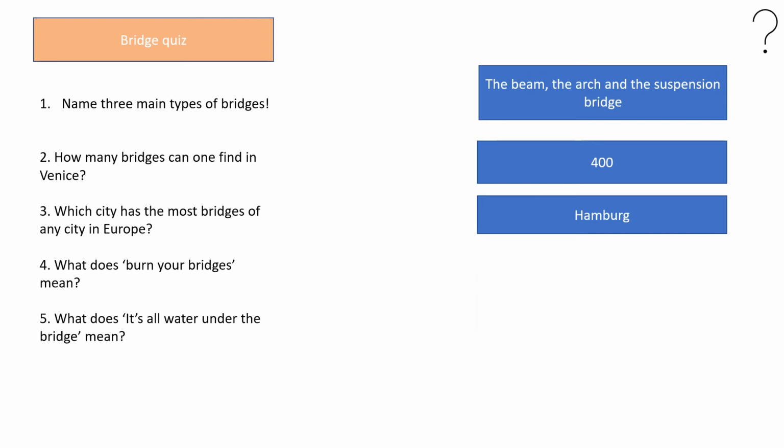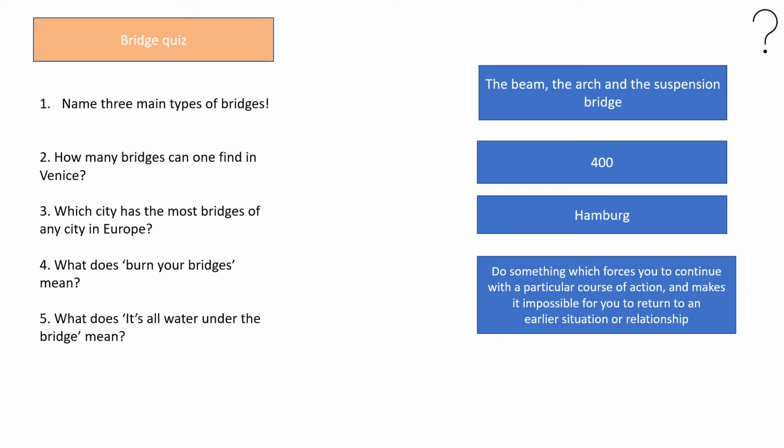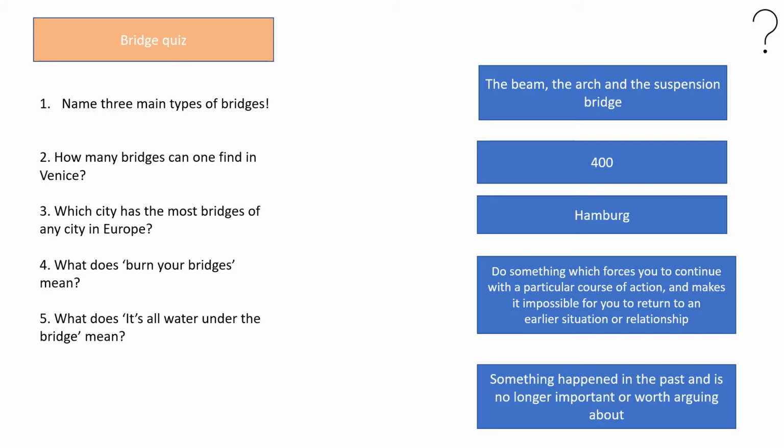The expression to burn your bridges means do something which forces you to continue with a particular course of action and makes it impossible for you to return to an earlier situation or relationship. And the expression it's all water under the bridge means something happened in the past and is no longer important or worth arguing about. Well done.